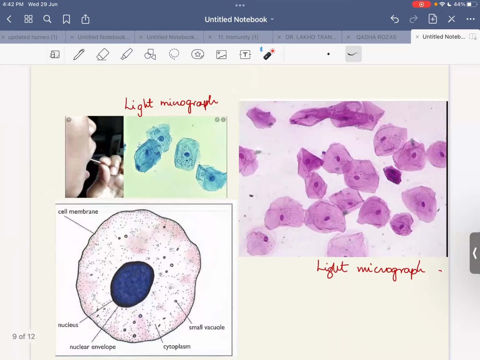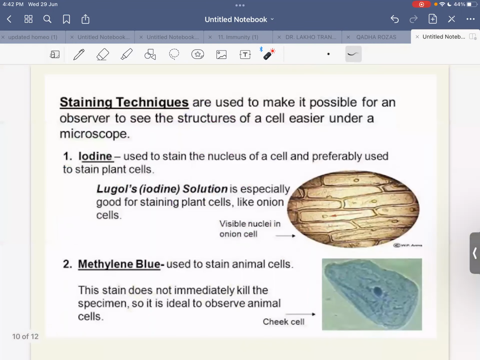Let me show you another slide which shows you details about different kinds of stains which are used. The stain which is preferably used to stain plant cells is the iodine stain, which is used to stain cells like onion, right? And methylene blue is used to stain animal cells, right? This stain does not immediately kill the specimen, so it is ideal to observe animal cells. And iodine is actually ideal for staining plant cells. It makes it possible for an observer to see the structures of a cell more easily under the microscope, because to see something which is black and white and to identify different structures is difficult.